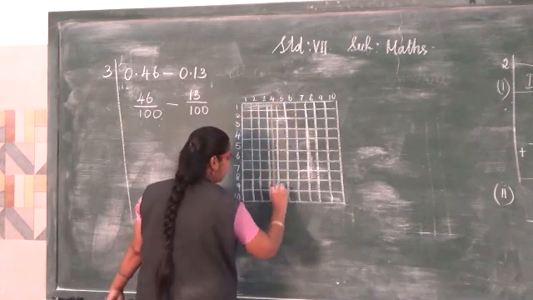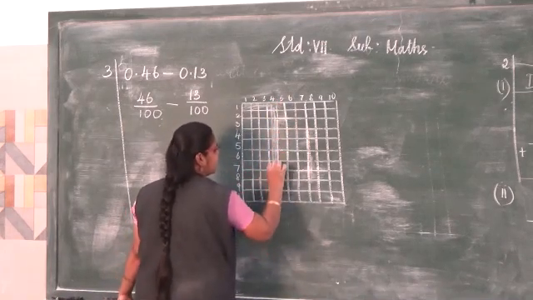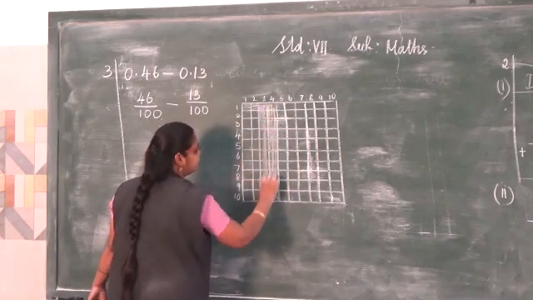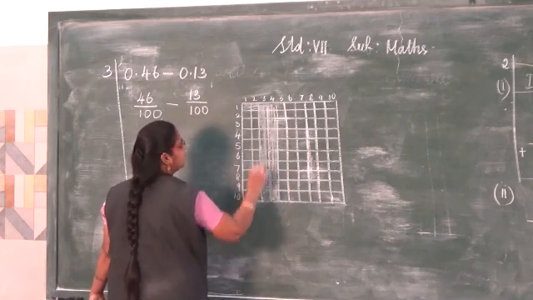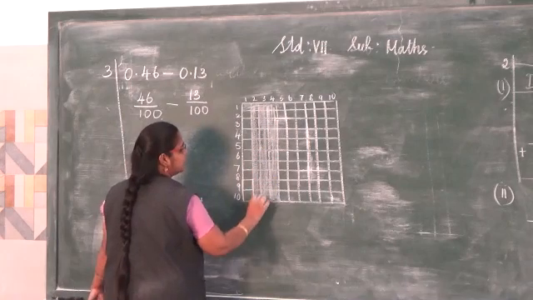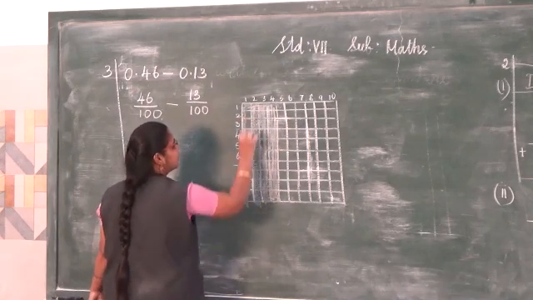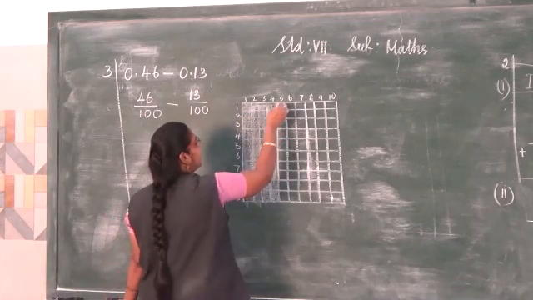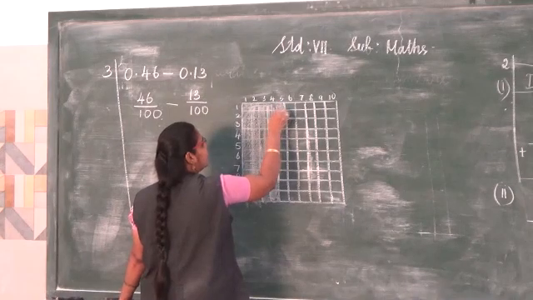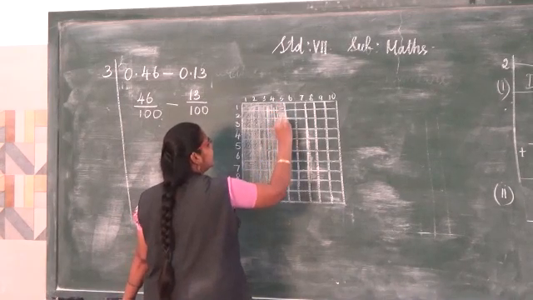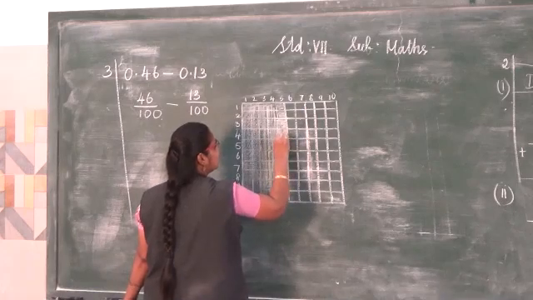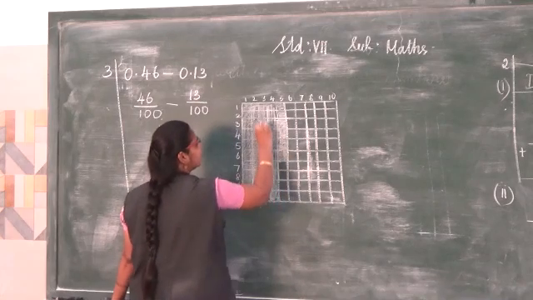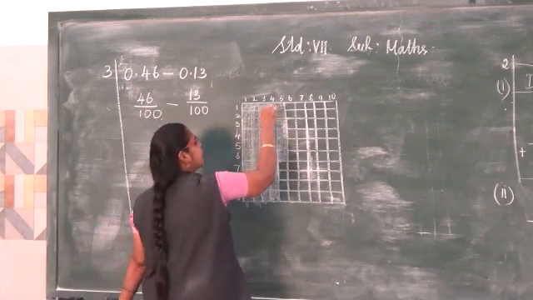So this is a 40, full 40 it is. You are shading the 40: 10, 20, 30, 40. So you are shading the 40, then 41, 42, 43, 44, 45, 46. You have shaded 46 now.